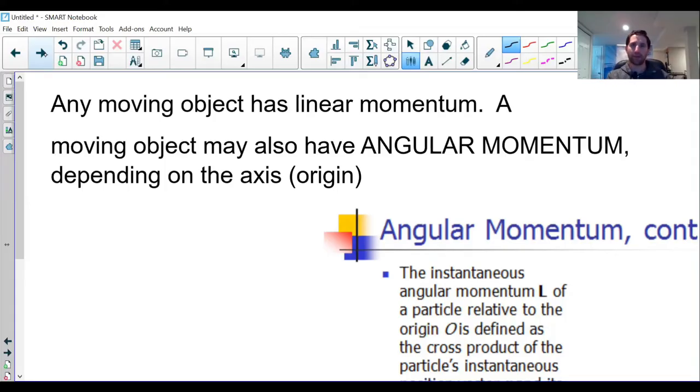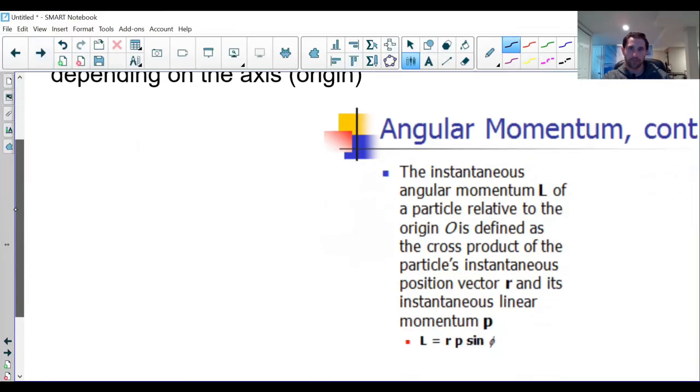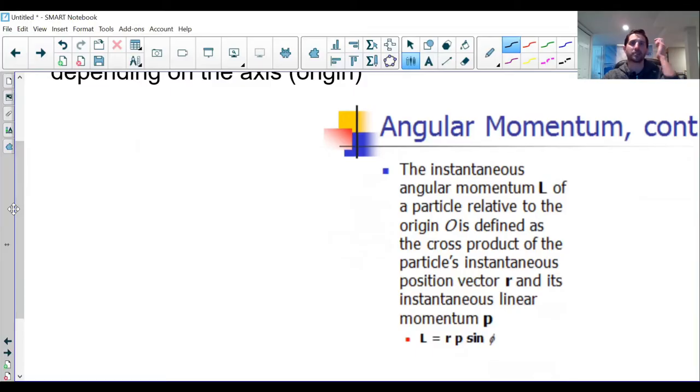There's always a spot that you're going to calculate it relative to. All right, so I have a little bit more notes here on this. Okay, so it says the instantaneous angular momentum, we're going to use the symbol L, of a particle relative to the origin is defined as the cross product of the particle's instantaneous position vector and its instantaneous linear momentum.